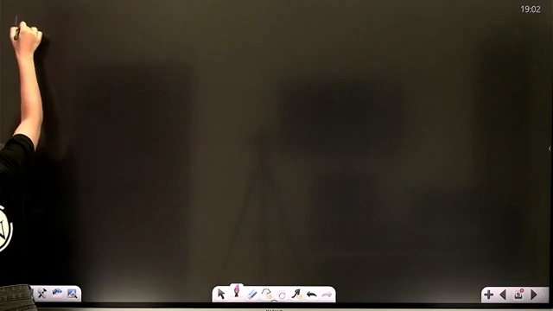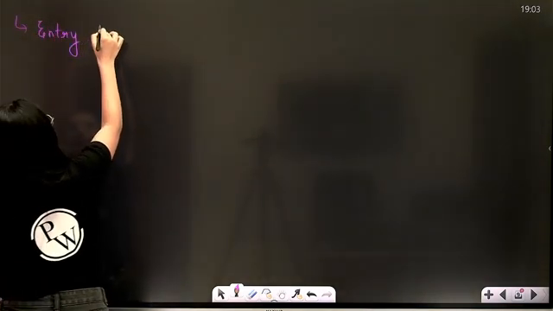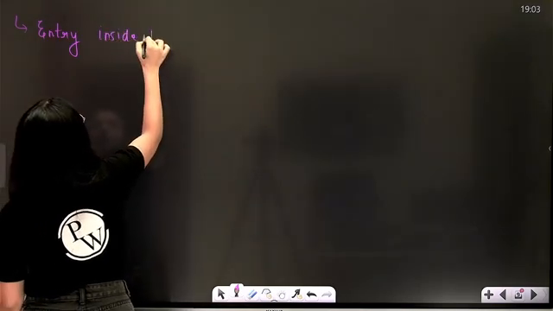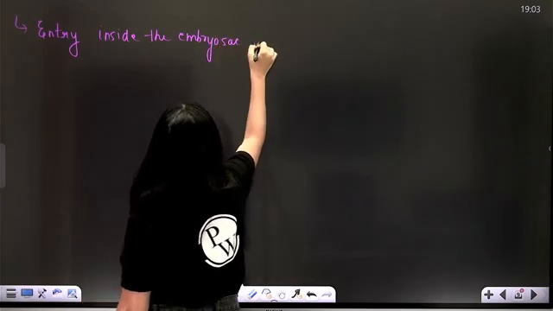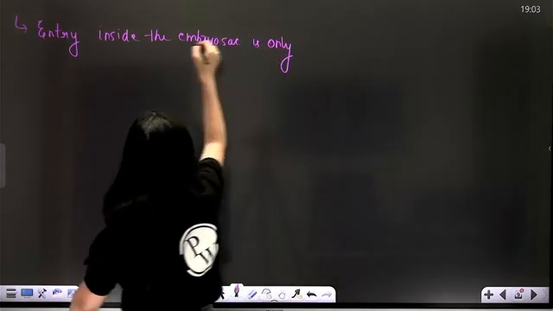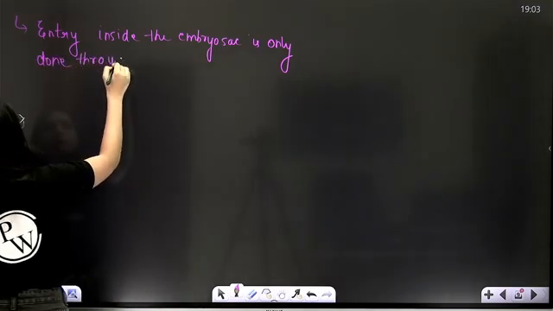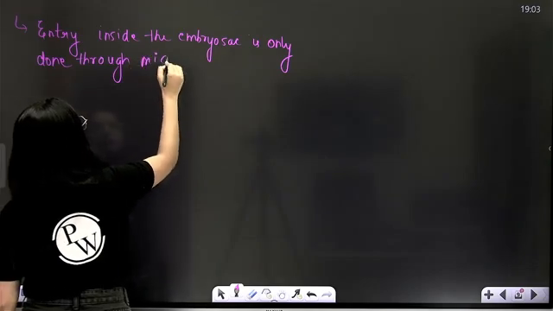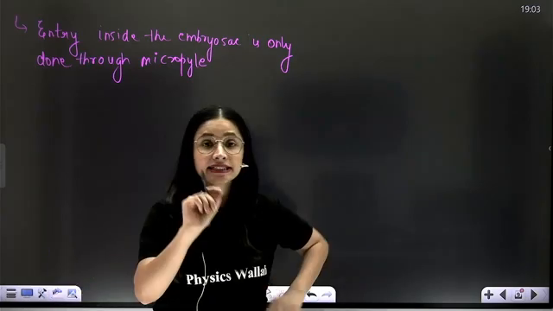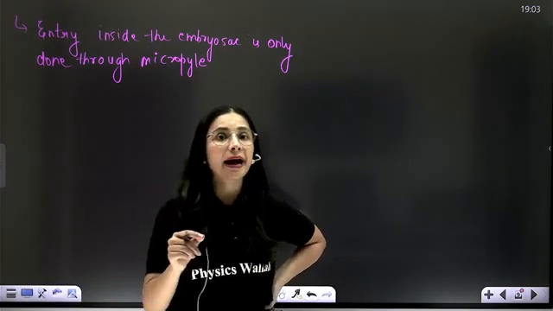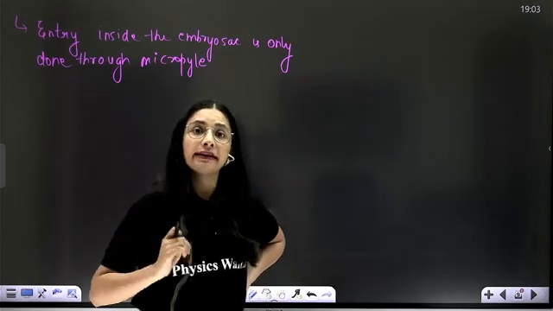So the next point will be entry. Entry inside the embryo sac is only done through the micropyle. Therefore, it is the most common entry, where the synergids, the degenerated synergid, the filiform apparatus of the degenerated synergid, will let the pollen tube enter inside.